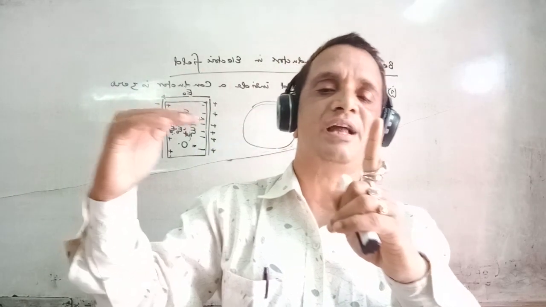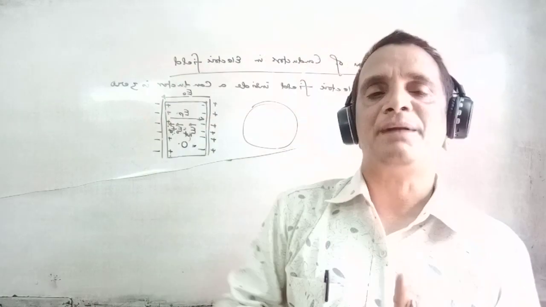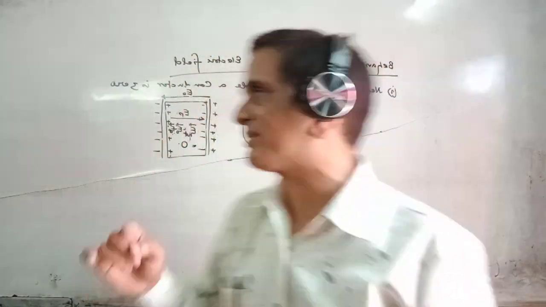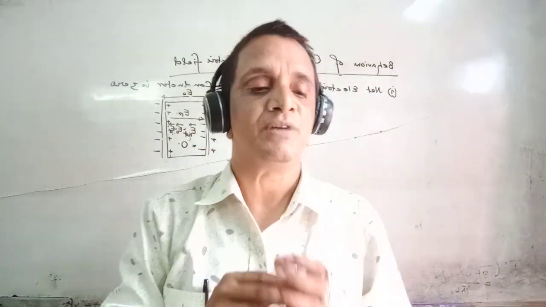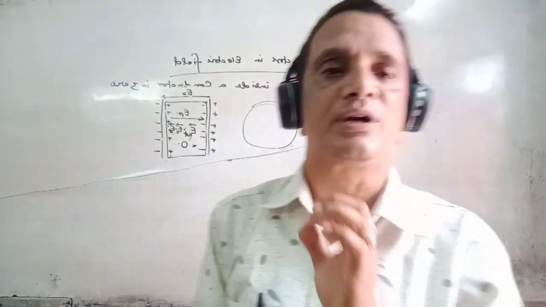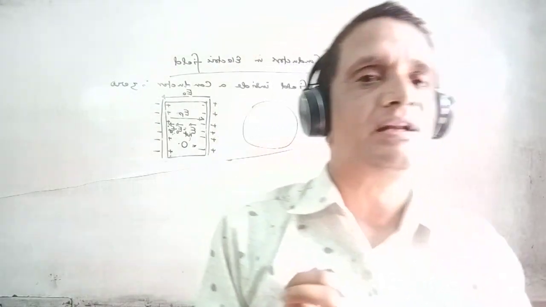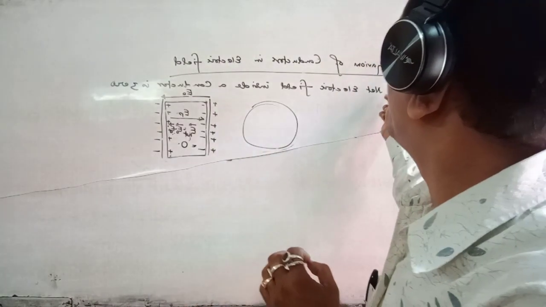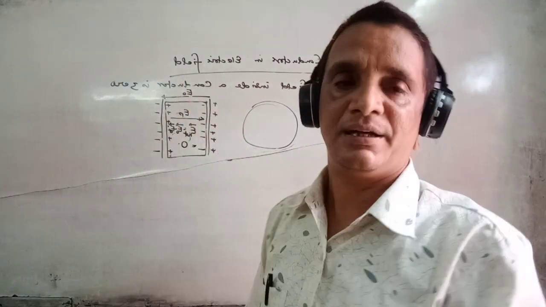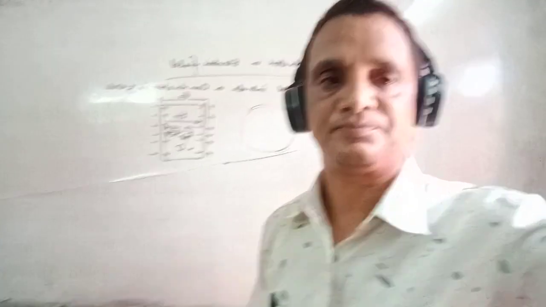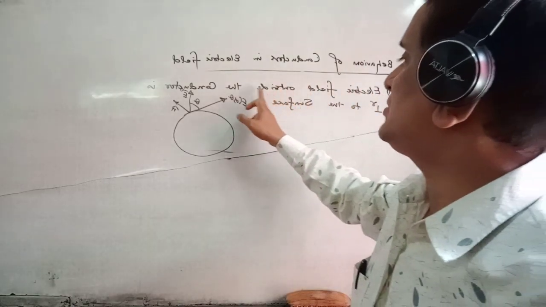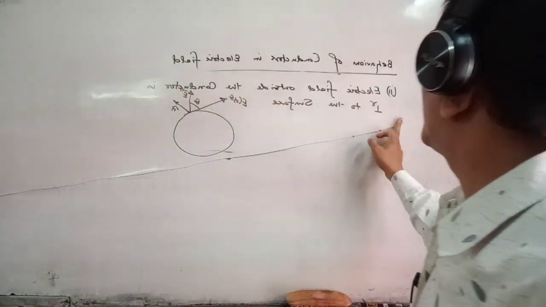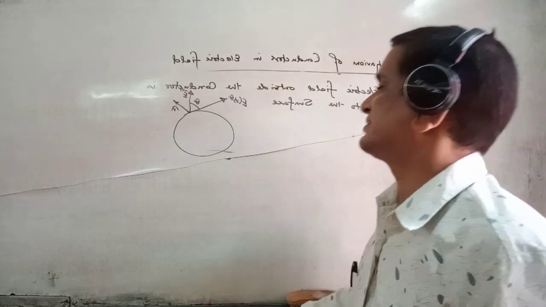They will create an electric field opposite to the direction of the applied electric field, and they will cancel the effects of the applied electric field, and hence the net electric field is considered to be 0. This is the first point I am going to discuss about the behavior of conductors in an electric field. Is it clear? Our second point is that the electric field outside the conductor is perpendicular to the surface.